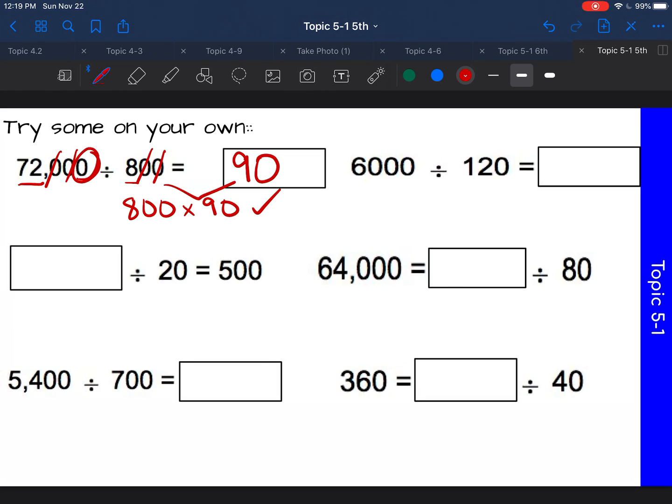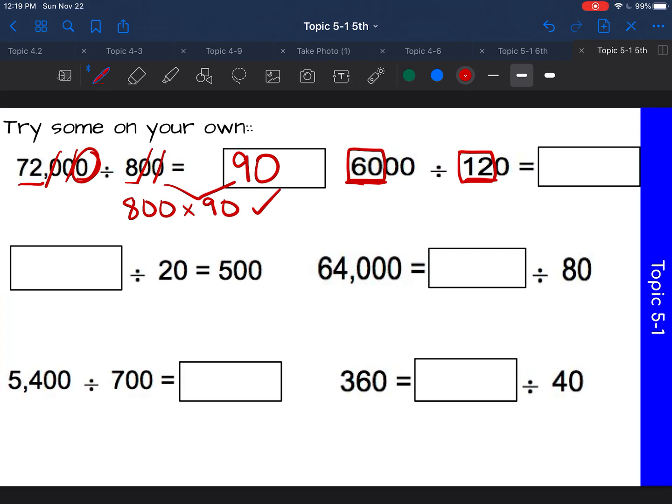Okay, the next one. It looks a little different because it looks like it's 6 divided by 12. Well, is that really a basic fact that we know? No, it's not 6 divided by 12. It's actually 60 divided by 12. So what I would suggest is to box it off so you don't accidentally cross out that zero from the 60. So 60 divided by 12.